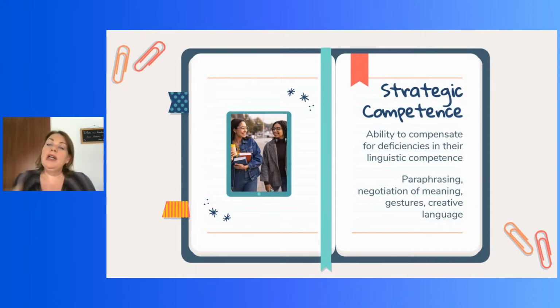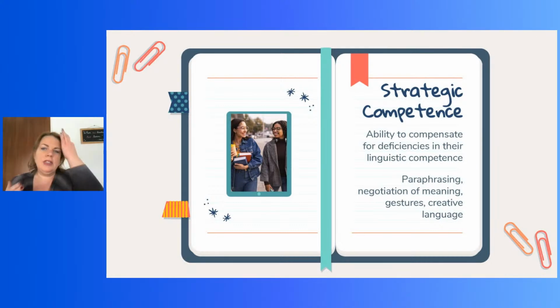Okay, moving on to strategic competence. As you can see in the word strategic, we're talking about strategy. So strategic competence is the ability to compensate for deficiencies in their linguistic competence. So this includes things like paraphrasing, negotiation of meaning, gestures, creative language, etc.